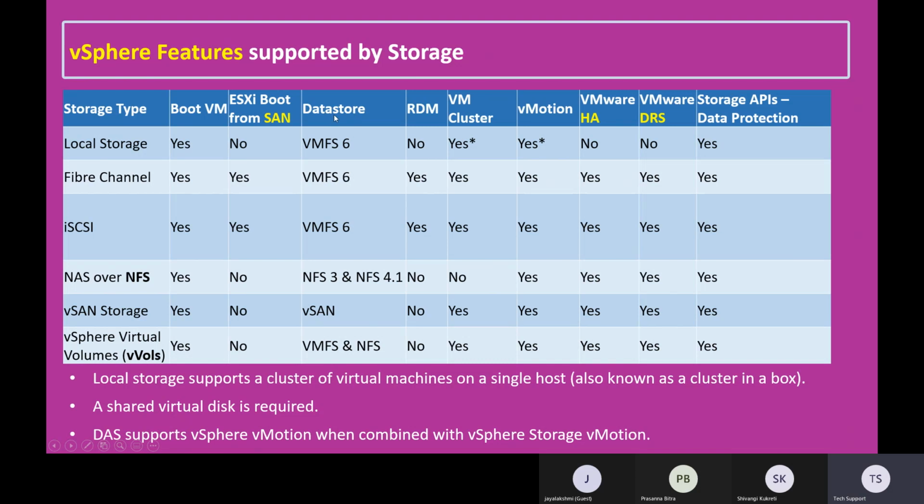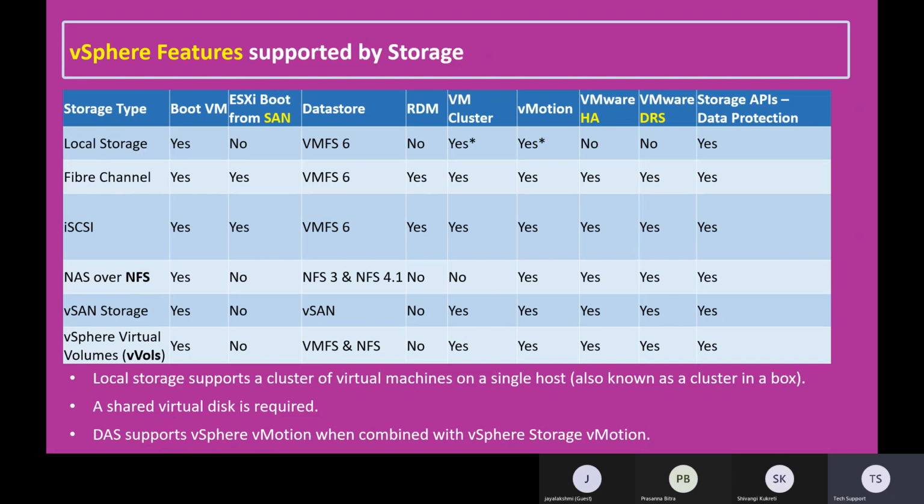And let's observe the datastore file system versions. When we use a local datastore, the datastore file system VMFS latest version is 6, and Fibre Channel is also supported for VMFS 6, iSCSI also 6. And when it comes to NFS, within NFS we have two types of file system versions, NFS version 3 and the latest version, 4.1. But in 4.1, still some of the features are not compatible like NFS 3.